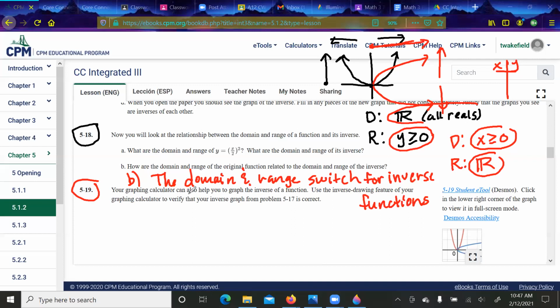Just search on YouTube for the inverse drawing feature on a graphing calculator, or TI, whatever you have, 83, 84, it doesn't matter. You will find a bunch of videos on how to do this on your graphing calculator, and it'll show you the two graphs. There's a dedicated button on your graphing calculator that will help you do it.